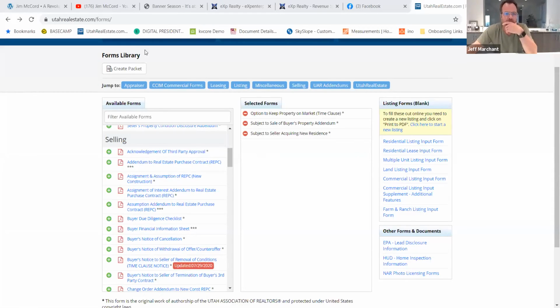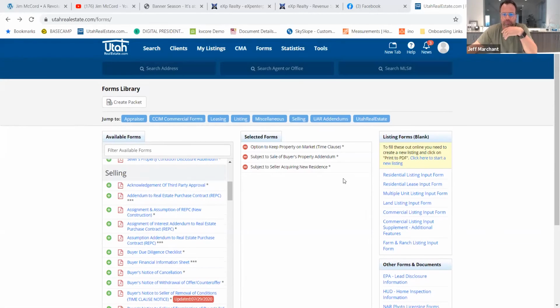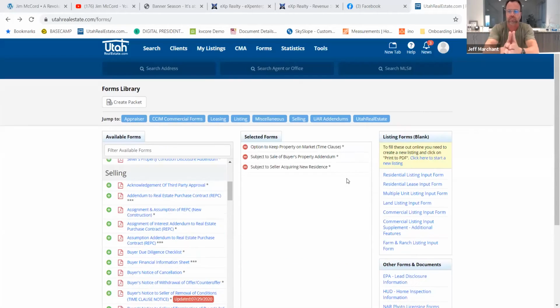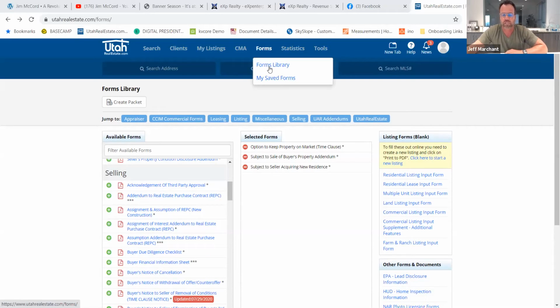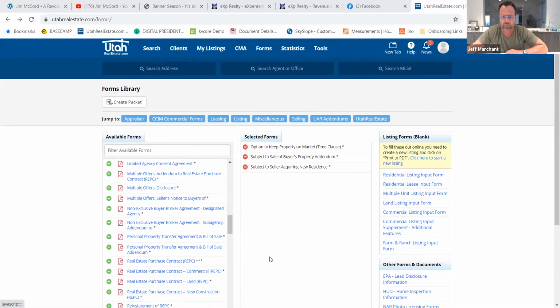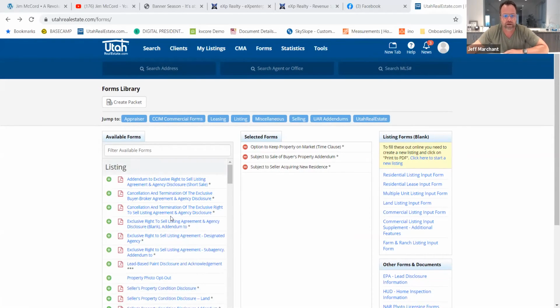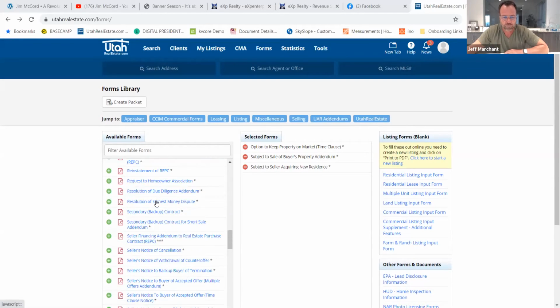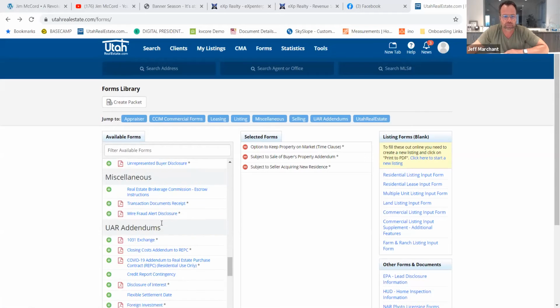Okay, so do you see where it says forms library right here? You see my screen? Okay, cool. So at least for you guys here in Utah, I'm on the MLS, utahrealestate.com. Go to forms library and here's all our forms. They have them categorized. Here's all our listing forms. Here's the buyer forms. Lots of them, right? A couple of miscellaneous ones that aren't used as often.